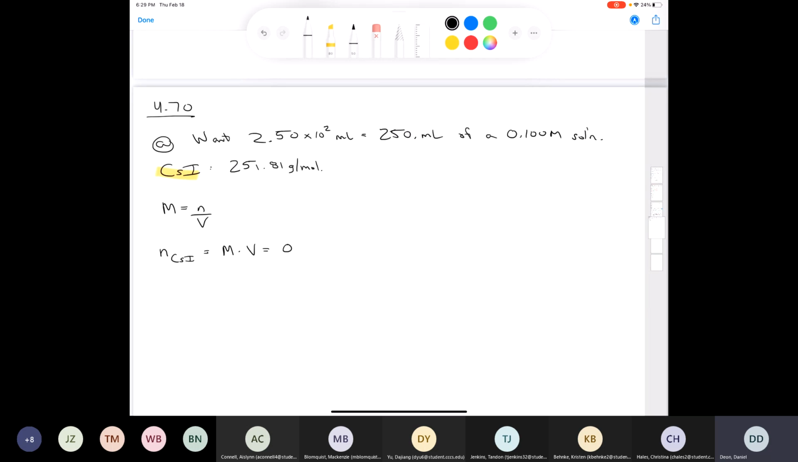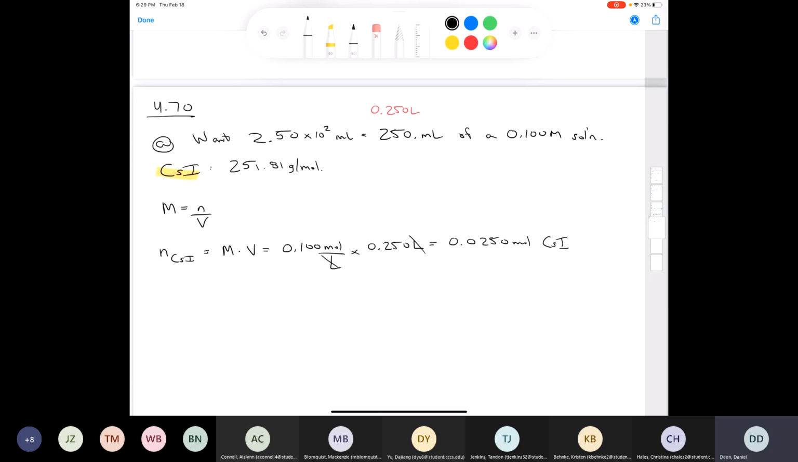So all I have to do is take 0.100 molar, which is moles per liter, multiply it by this volume. I'm going to convert that into liters. It would be 0.250 liters. I just divided by 1,000 in my head. So multiplied by 0.250 liters. The units of liters cancel out. And so I have 0.0250 moles of cesium iodide, which is what I need.